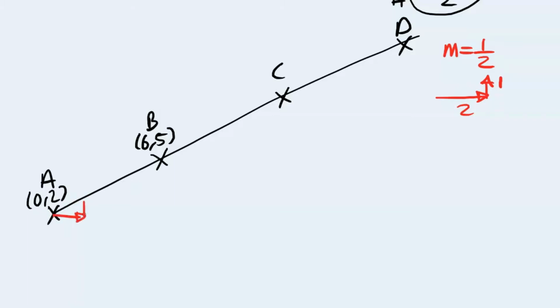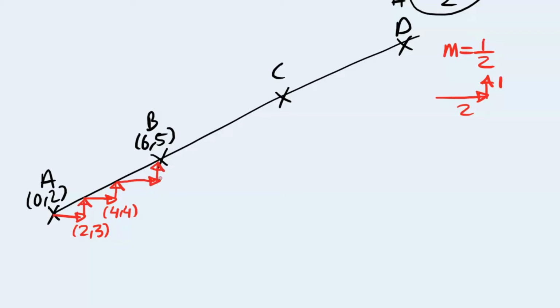Let's go across 2 units and up 1 unit. So what's the coordinate there? So it'll be 2, 3. Okay, so you add 2 to the x coordinate and add 1 to the y coordinate. So 2 plus 1 is 3. Okay, then you keep going. So across 2 plus 1, what's the coordinate there? It will be 4, 4. And then let's do it again.